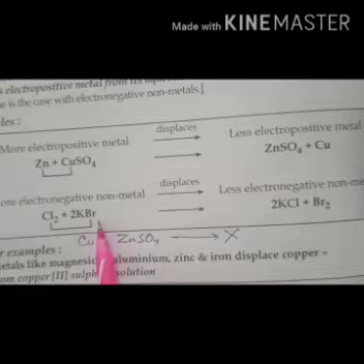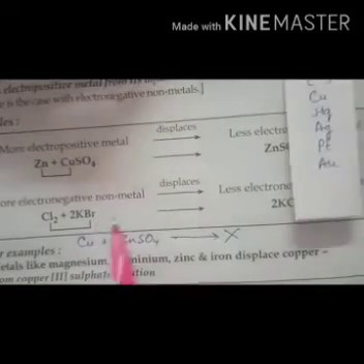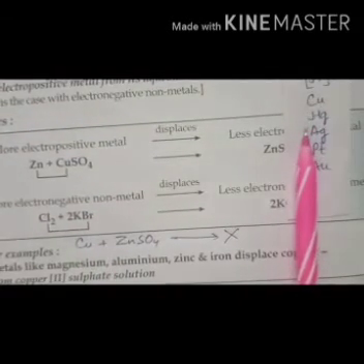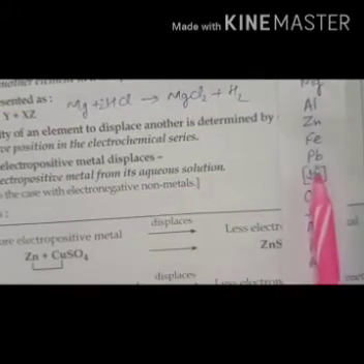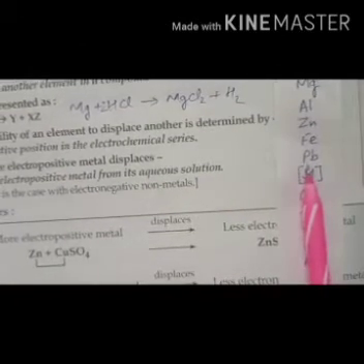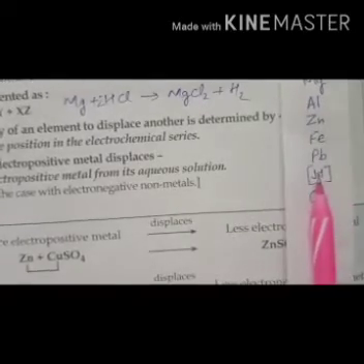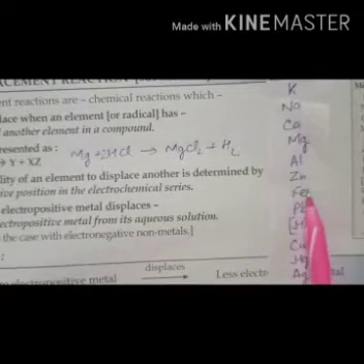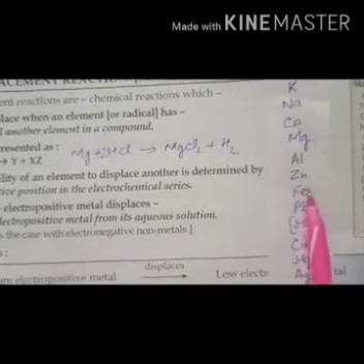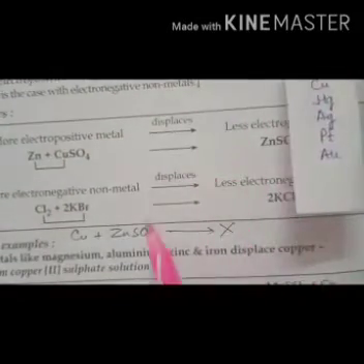Now you can understand this activity series like this. Suppose there is a company. In a company, a boss can replace his employee, but an employee cannot replace his boss. Meaning the metals that are at the top can displace or replace the metals which are below in the activity series, right?